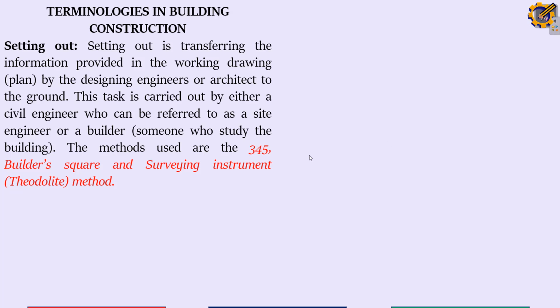And we have several methods of setting out. The first one is the 3-4-5 method. We have the 3-4-5 method, we have the builder square method, and we have the surveying instrument method. So those are the three methods for setting out. You can read more on those three methods: the 3-4-5 method, the builder square method, the surveying instrument method. All right. So that is that about that. Those are the three basic methods of setting out on a construction site.